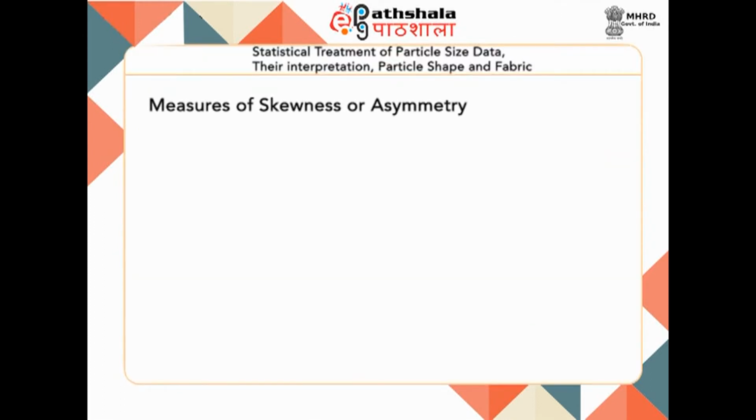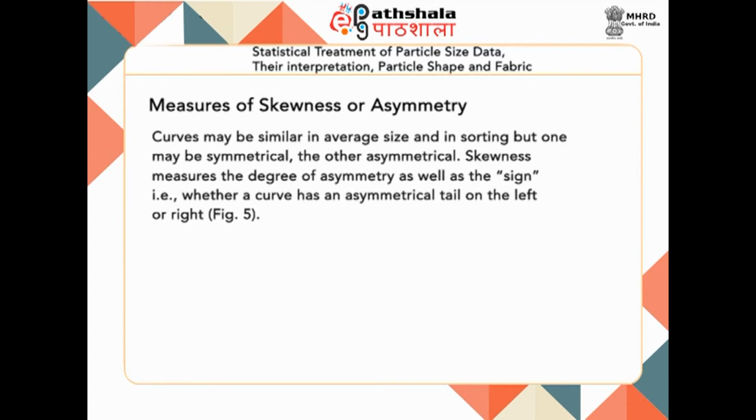After this, we have to judge how the distribution curve is skewed, or what is called the asymmetry of any distribution curve. The curves may be similar in the average size and in the sorting values, but one may be symmetrical and the other may be asymmetrical. Now, skewness measures the degree of asymmetry as well as the sign, that is, whether it is negatively skewed or positively skewed, whether a curve has an asymmetrical tail on the left or the right.